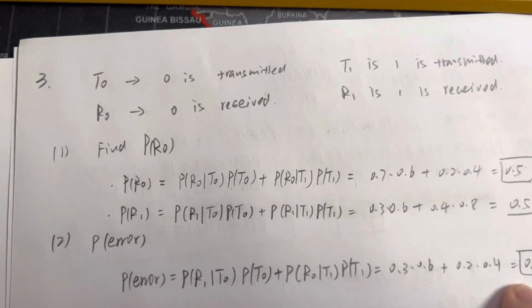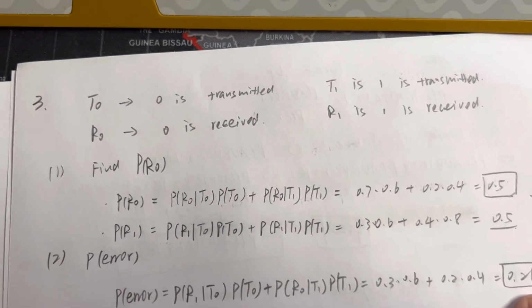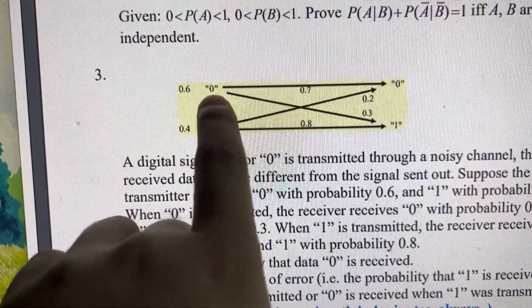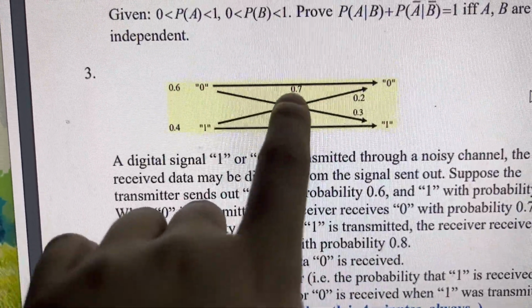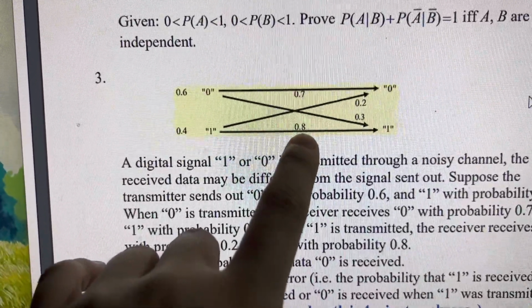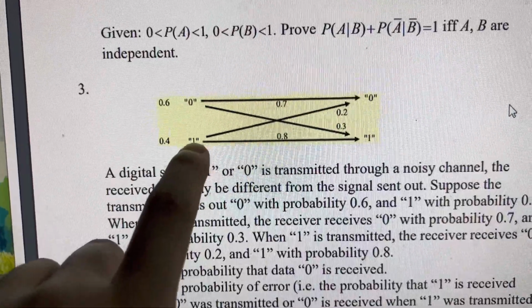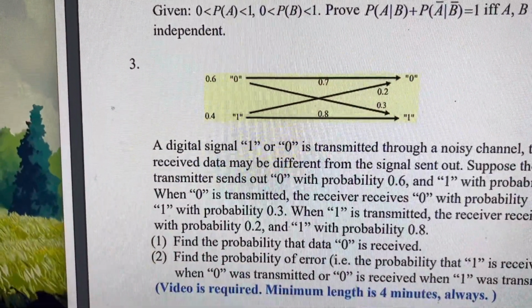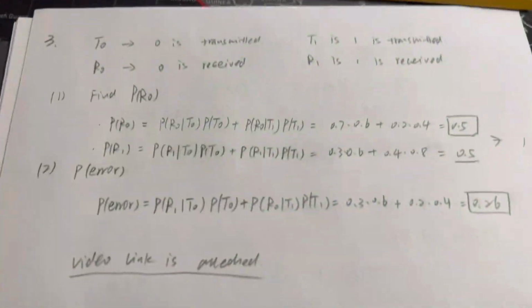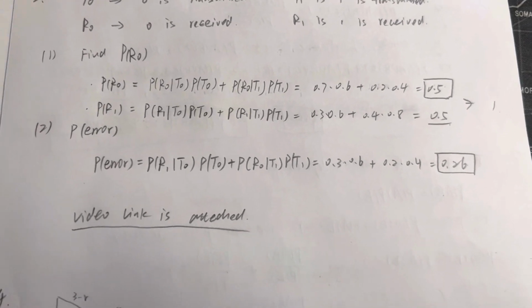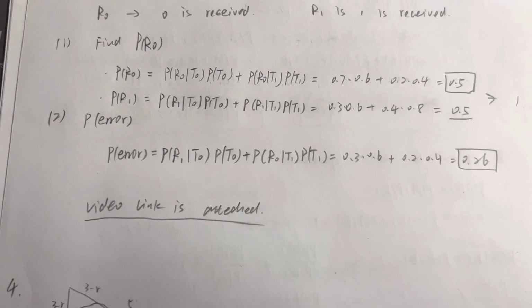so the total is 0.26. There's also a way to check. So 0 transmitted, 0.6 times 0.7 is 0.42, and 0.4 times 0.8 is 0.32. It's 1 transmitted and 1 received, so the total is 0.74. So on this side, the 0.74 is no error, and the 0.26 is error, which also adds up to 1, so it's also checked.